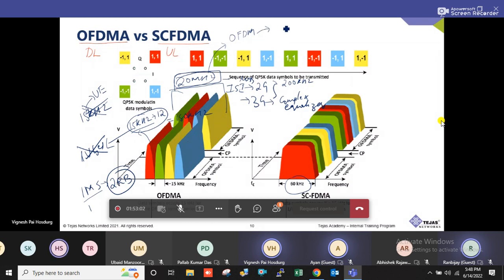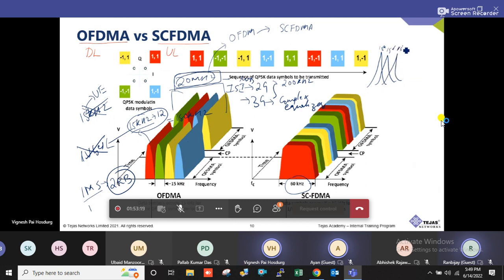Now, why do we go with SCFDMA in uplink? For the simple reason that, see, whenever we are doing this cutting down into smaller frequencies, right? See, this is 15 kilohertz, the next 15 kilohertz, next 15 kilohertz.